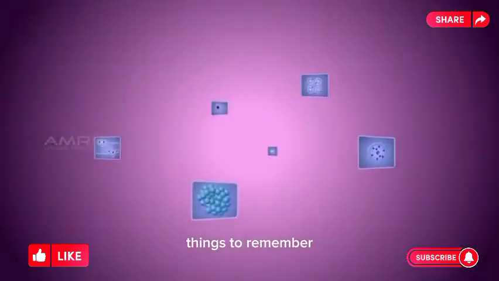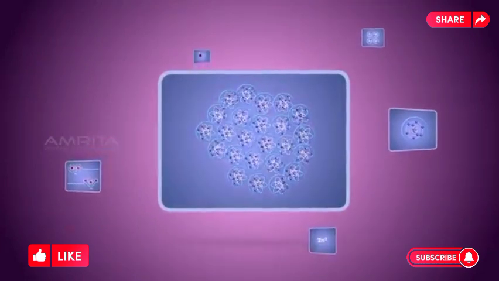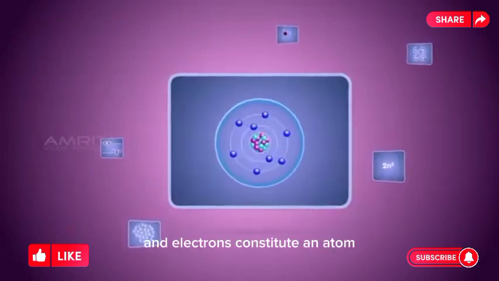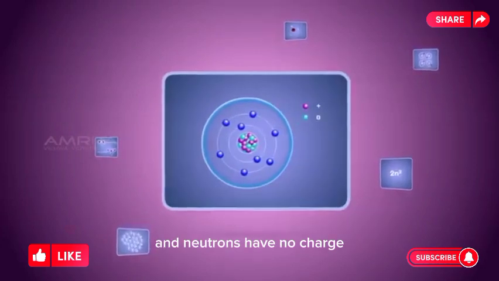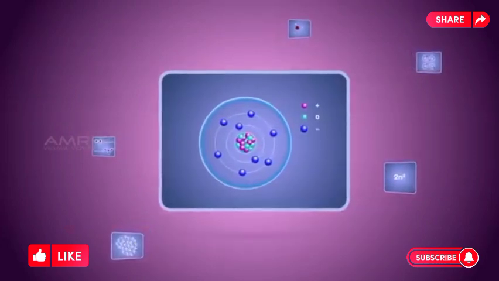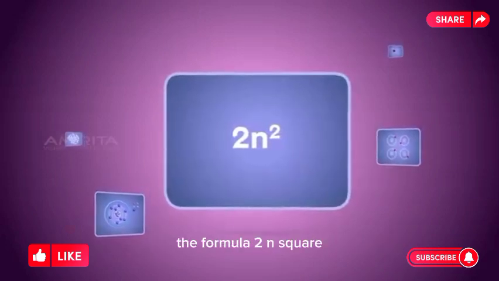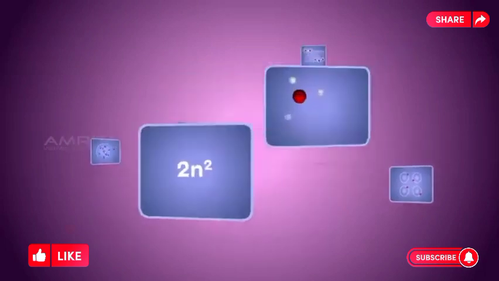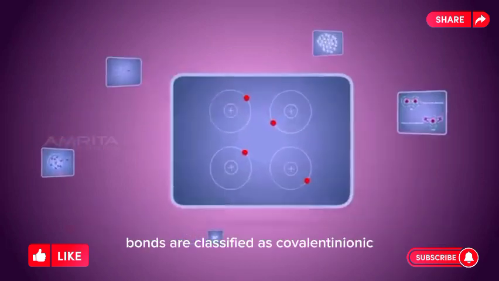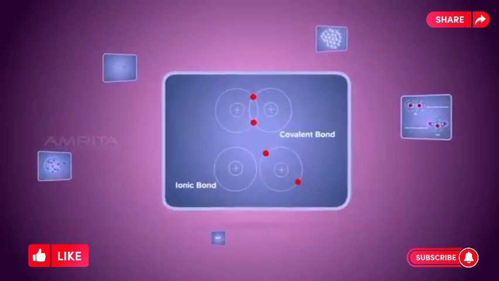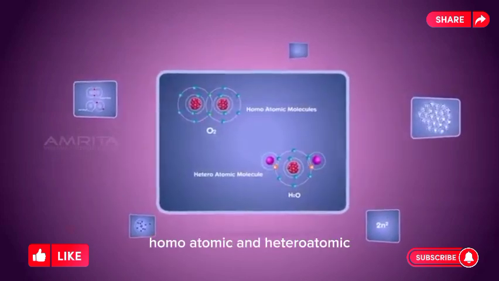Things to remember. The building blocks of matter that we see in the universe are atoms. Protons, neutrons and electrons constitute an atom. Protons have a positive charge, neutrons have no charge, and electrons are negatively charged. The maximum number of electrons present in a shell is given by the formula 2n². A molecule is a chemical bonding of two or more atoms. Bonds are classified as covalent and ionic. There are two types of molecules, homoatomic and heteroatomic.